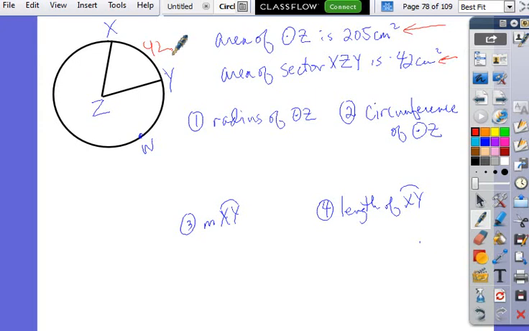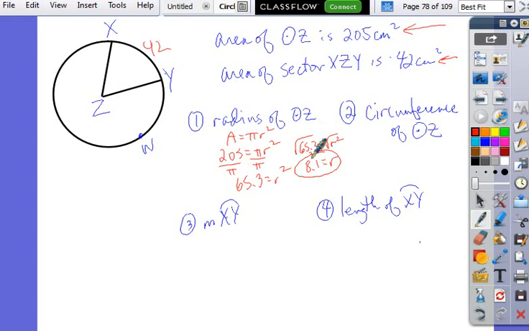All I've got to do is go to the pi r squared formula. What is the total area? 205. Equals pi r squared. Well, how do I solve that for R? Divide by pi. Y'all tell me what that is. 65.2 or 65.3, doesn't matter. But that's R squared, so then what do I do with that? So I do the square root of 65.3 and get 8.1 maybe. So there's my radius.